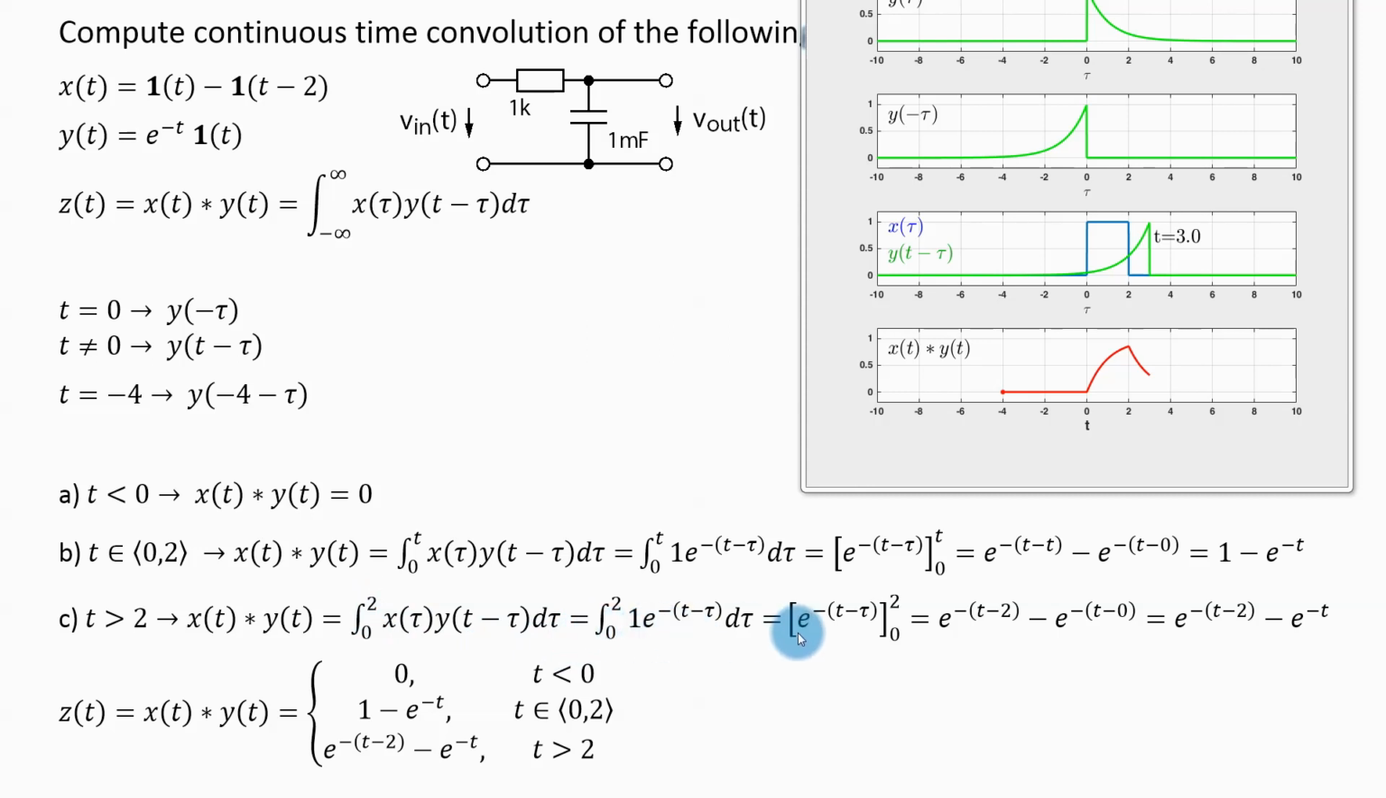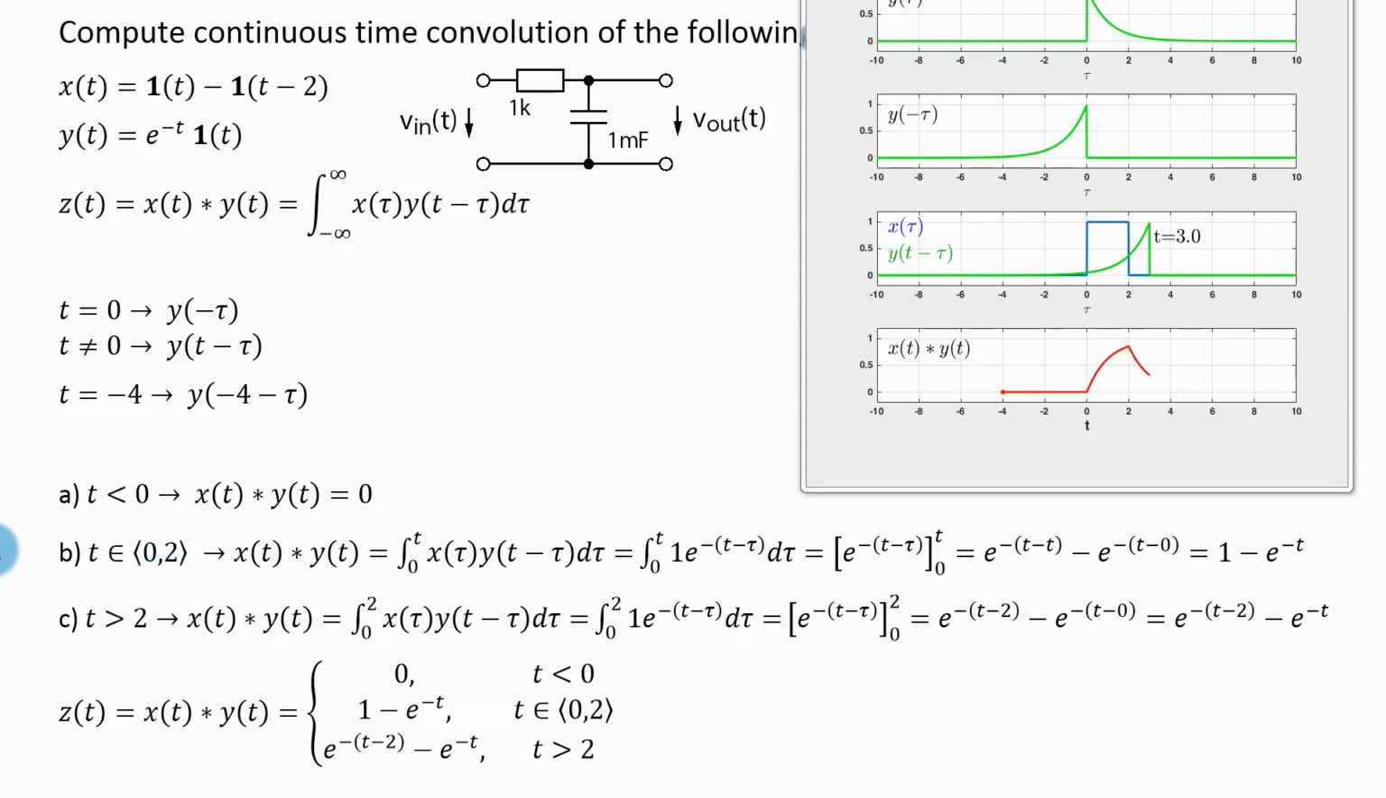Here I need to substitute for x of tau and y of tau. It's very similar to what I have done here. So in this interval, x of tau is still 1 and y of tau is still the same as it was before. So the same substitution I have done here, I will be doing here. And now again, this is just a very simple integral. I can evaluate it, crunch it, and I will get this function. And this function is the convolution of x and y for t greater than 2.